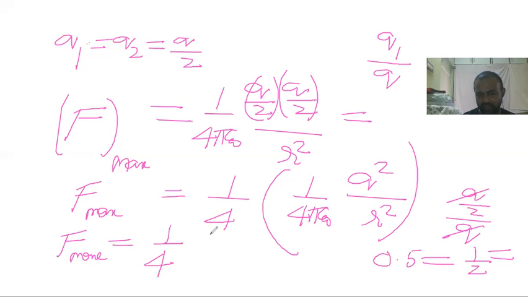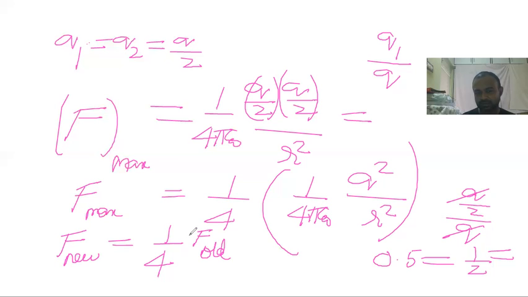That will be 1 by 4 times this thing, right? If you take this as 1 by 4 pi epsilon naught, capital Q square by r square, which is nothing but the original force, or F old, we can say. Understood? So F new is equal to 1 by 4 times F old. Old force 1 by 4 times.